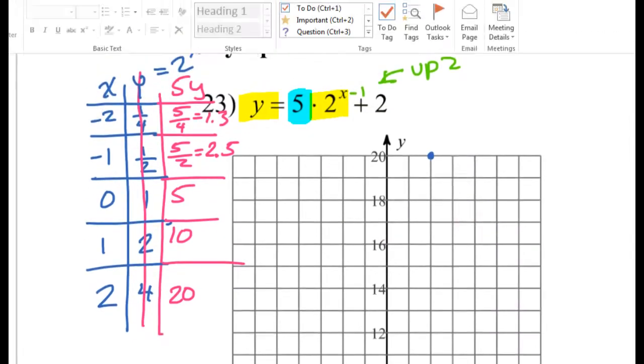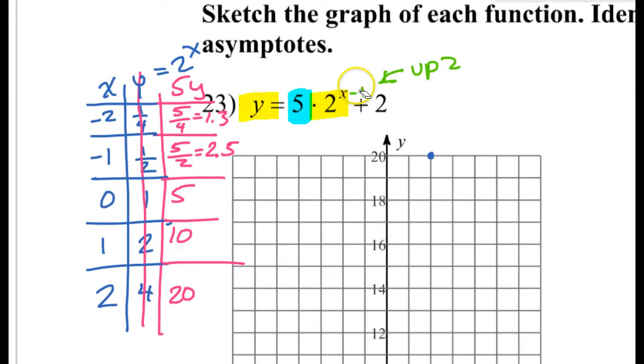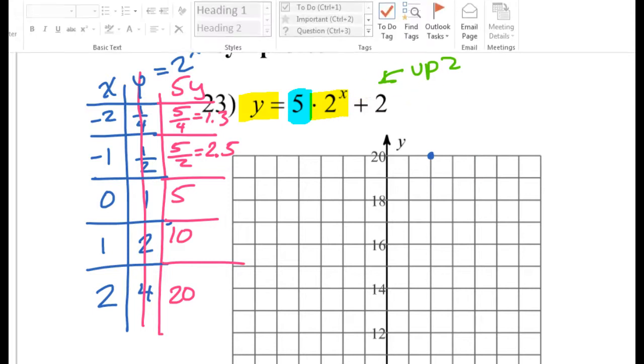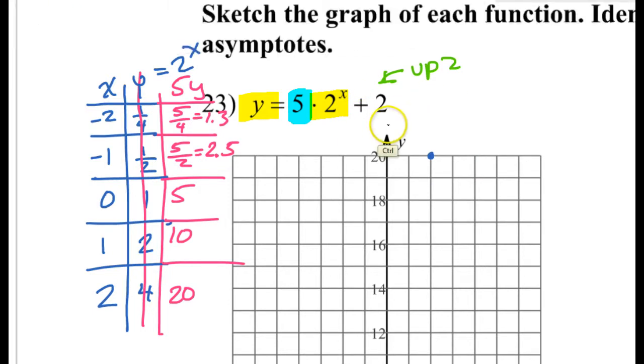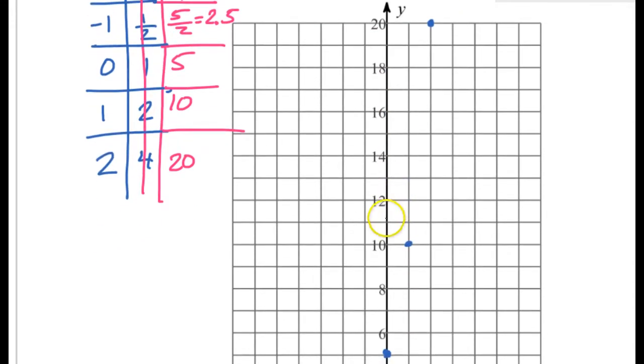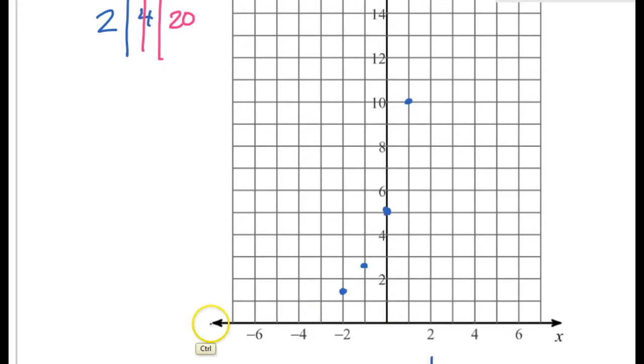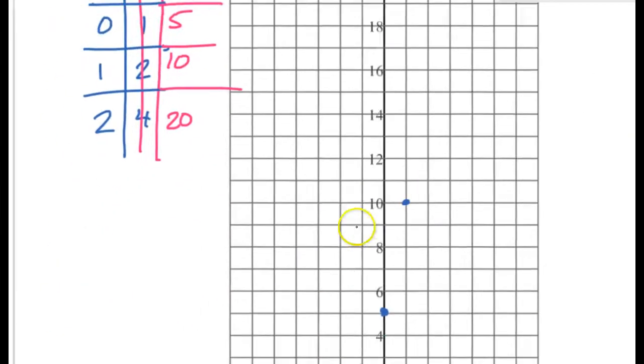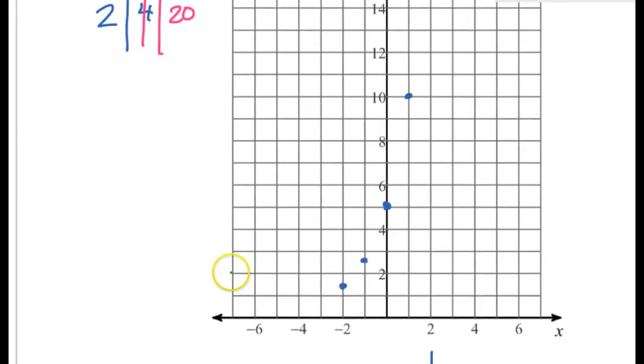Because we're going up by 2, we would still graph everything like we have and then just do it. But don't forget about the asymptote. For exponential functions, there's a horizontal asymptote that usually is at 0, the x-axis. Because of this up 2 business, the new asymptote is going to be here at 2. Okay, at y equals 2.